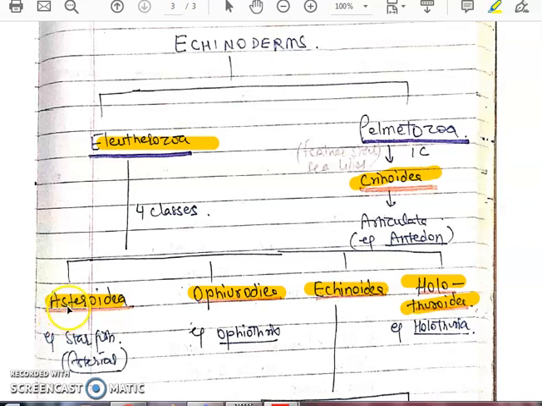In Asteroidea we see three larval stages: Dipleurula, Bipinnaria and Brachiolaria. In Ophiuroidea we see the Ophiopluteus or pluteus larva. In Echinoidea we see the Echinopluteus larva. In Holothuroidea we see the Auricularia and Doliolaria larvae, and in Crinoidea we see the crinoid larva, also known as pentacrinoid. These are the different larvae that we are going to study in this lecture.